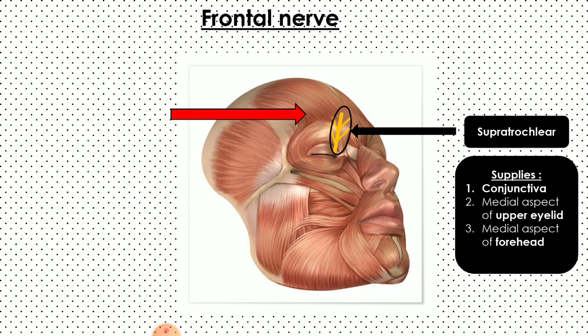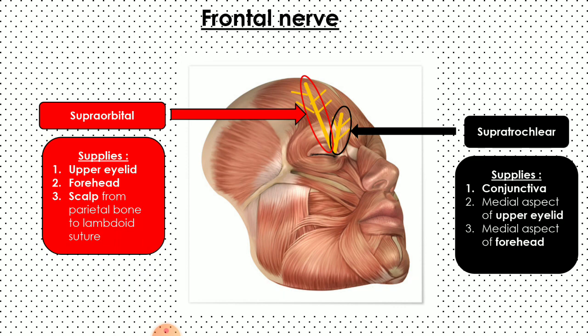Whereas another branch comes out of the orbit and moves over the scalp. This branch is called the supraorbital nerve. It supplies the upper eyelid, forehead and scalp from the parietal bone to the lambdoid suture. So the upper eyelid is supplied by the supraorbital nerve except the medial aspect, which is supplied by the supratrochlear nerve. Whereas the forehead is supplied by the supraorbital nerve except the medial aspect of the forehead, which is supplied by the supratrochlear nerve.